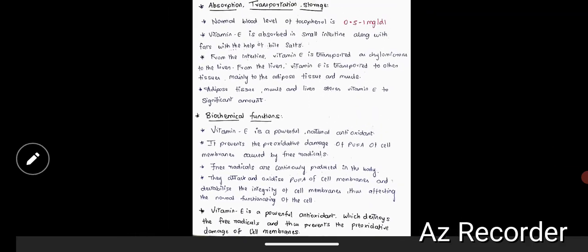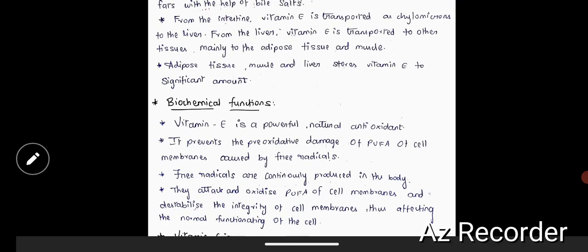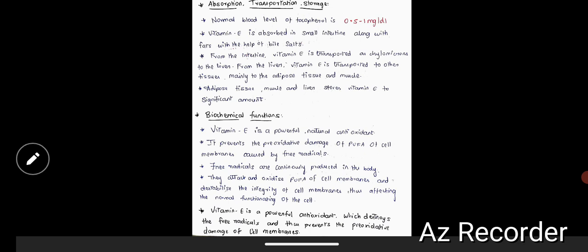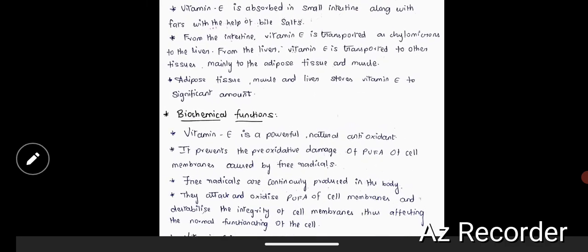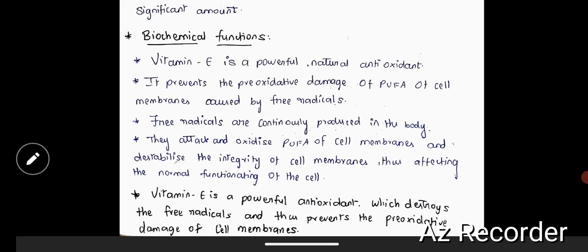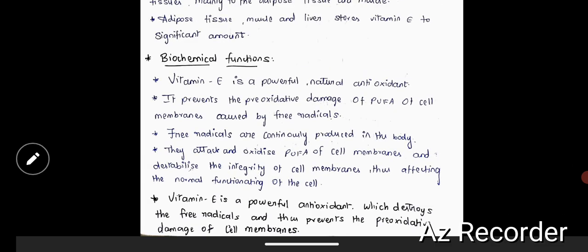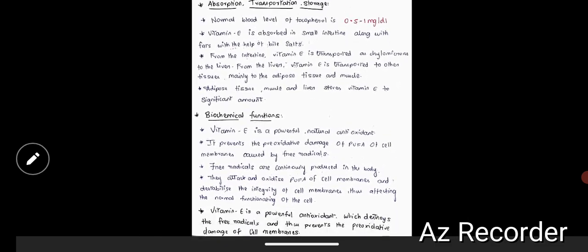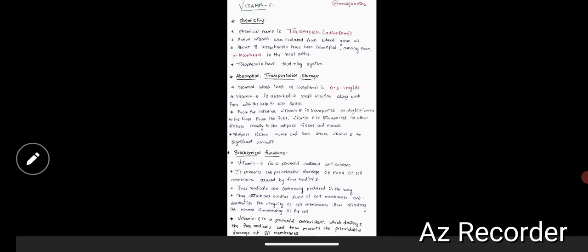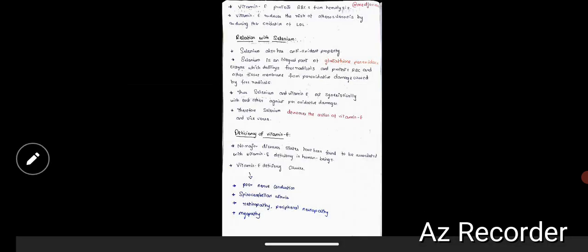See, I have written in black pen notes for each vitamin. I have used different colors. In vitamin D, I would have written that even though vitamin D is the sunshine vitamin, overexposure to sunlight doesn't lead to vitamin D toxicity, right? So I have written that point in black, which means that point is important when you remember vitamin D. In the same way, this point, vitamin E is a powerful antioxidant which destroys the free radicals and thus prevents the peroxidative damage of the cell membrane, is important in vitamin E. Okay, we'll go to the next page.